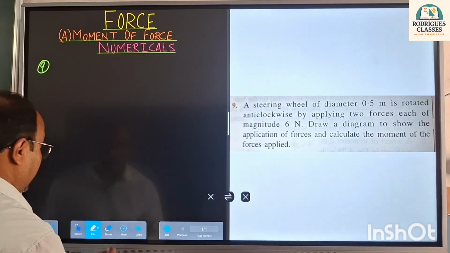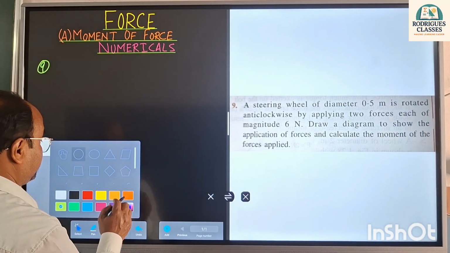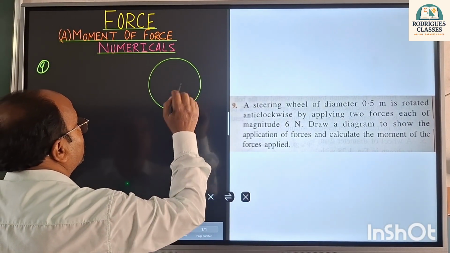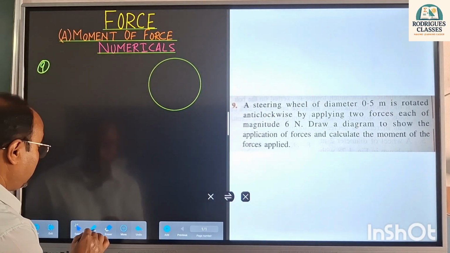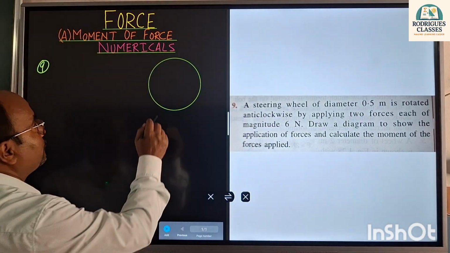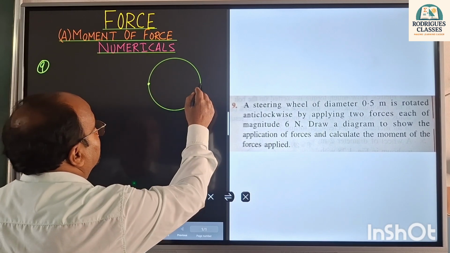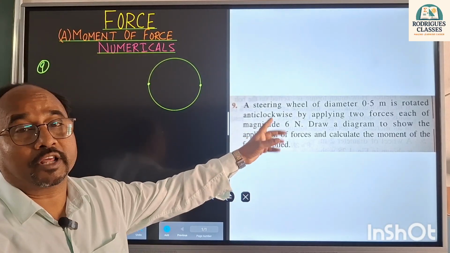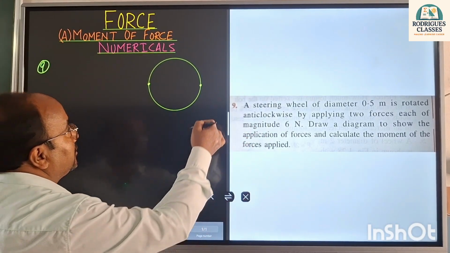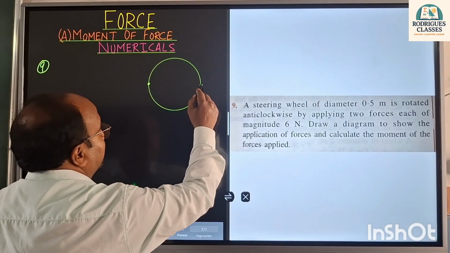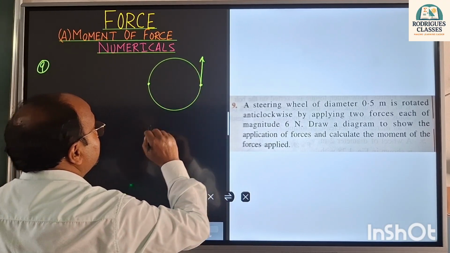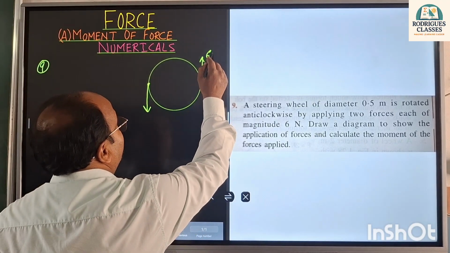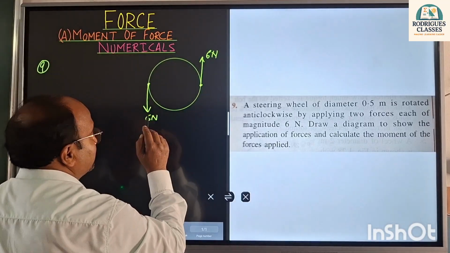Okay, so let us come with the diagram first. So this is the steering wheel drawn. We are asked to show the application of the two forces. So I am taking here these 2 points where I apply the forces. We have to draw a proper diagram to show that rotation has to be anti-clockwise. It means the rotation has to go like this. So if I take a look at this point, I should apply the force like this, and here I should apply the force like this. Both the forces are 6 Newton, so 6 Newton written at both the places.